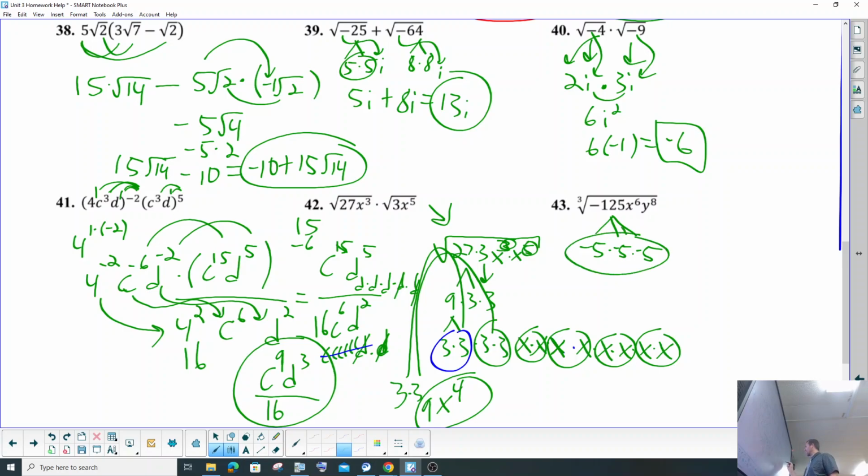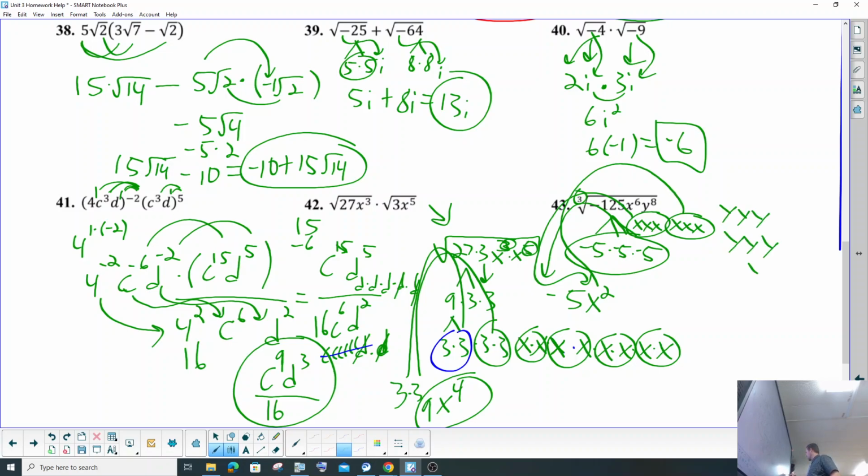And so triplets come out. Because of the third root, you need triplets. So that's negative 5. And then we have 1, 2, 3, 4, 5, 6. So there's 3 triplets that also come out. So there's an x and another x. So that's x squared. Now, y to the 8th power has actually 8 y's. And so we have 2 that come out. So that's also y squared. But we still have the cube root left of y squared. We did it.